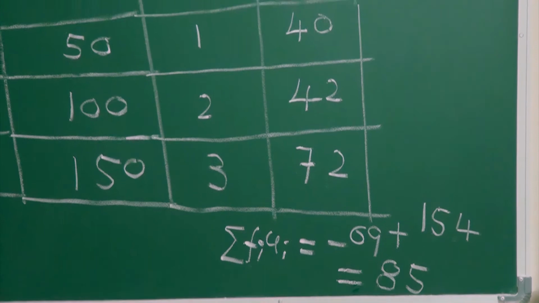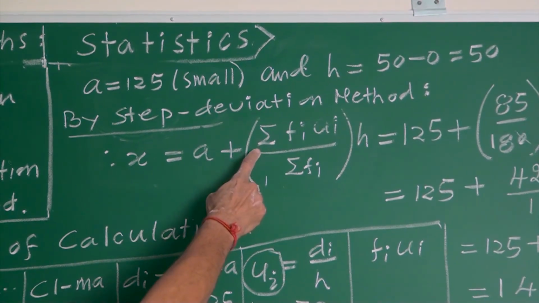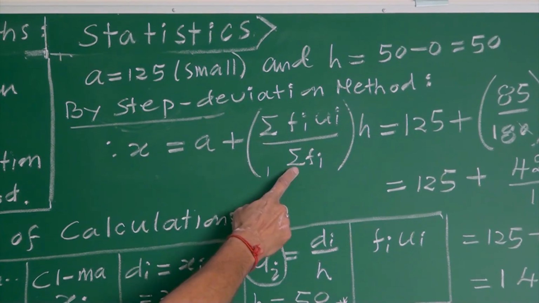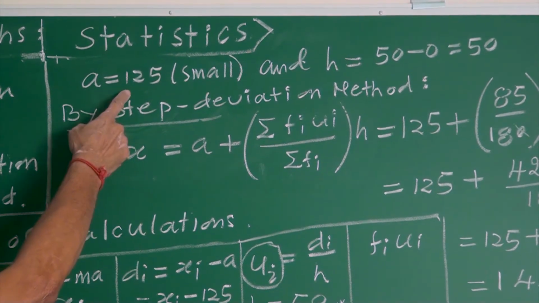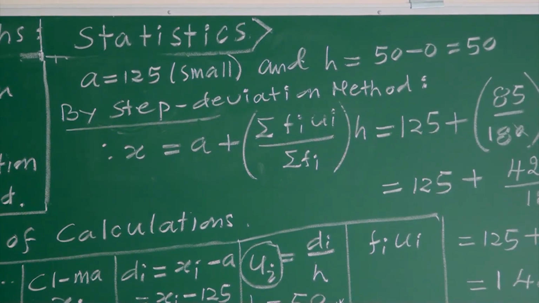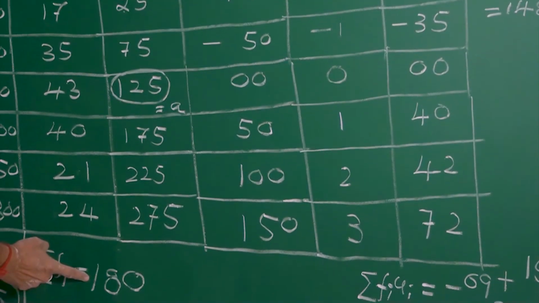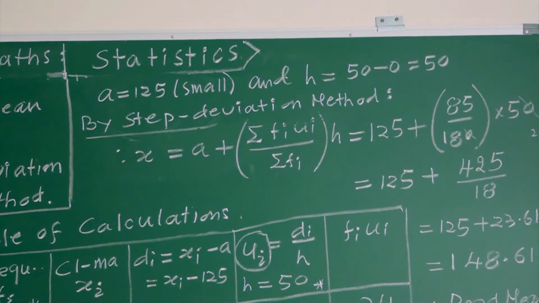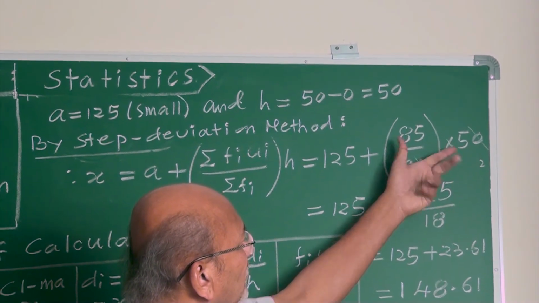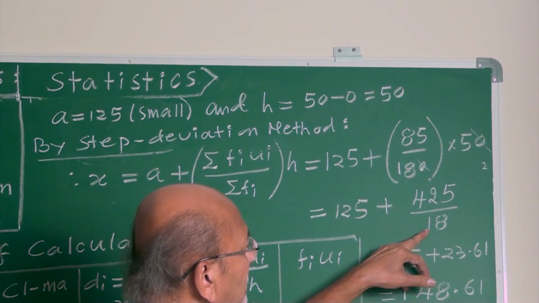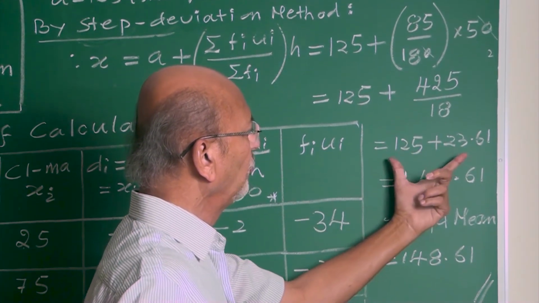Now, this is the formula for step deviation method. X equal to A plus sigma Fi Ui upon sigma Fi into H. Yes, A is 125 plus summation 85 upon sigma Fi, which is 180, into H. H is 50. This, my friend, 10 is gone. 85 into 5, 425 upon 18. 425 upon 18, if you simplify it, is 23.61.